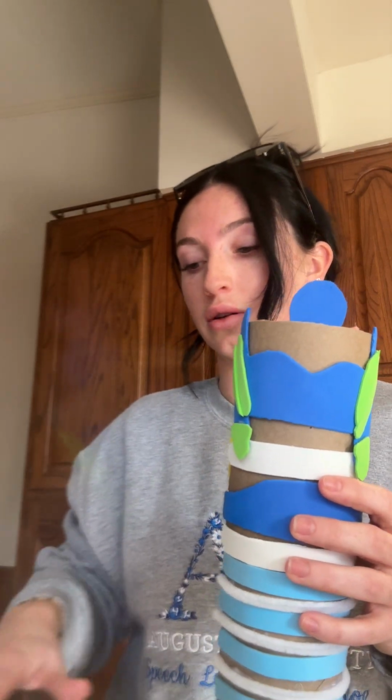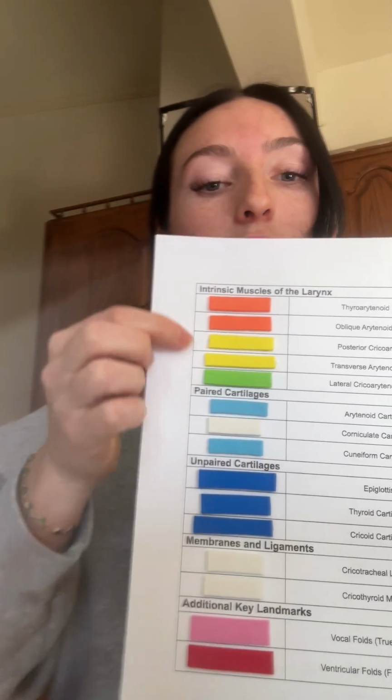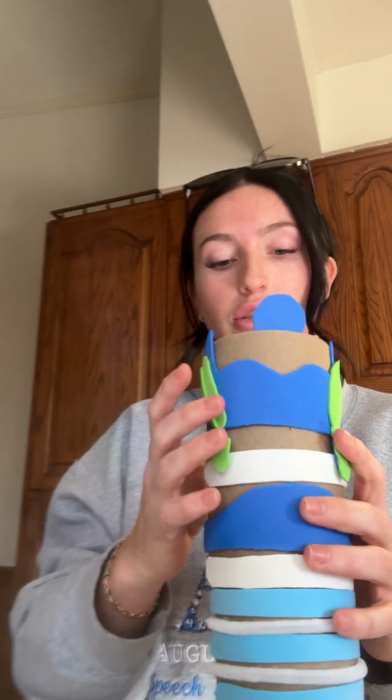And now on to the paired, let's do the unpaired laryngeal cartilages first. And I have that in my key just to divide it up. If you can see it, I did it by muscle, paired cartilages and unpaired, and then ligaments and the vocal folds, just to split it up a little bit. It makes it a little bit easier to navigate, just to categorize each thing. So anyways, on to the unpaired cartilages is the thyroid cartilage.